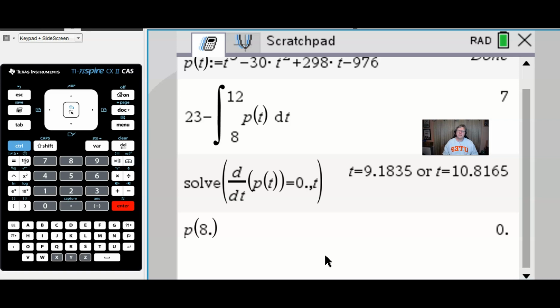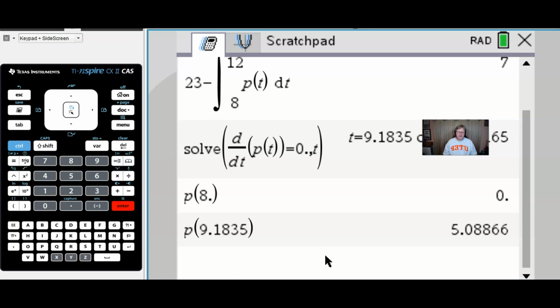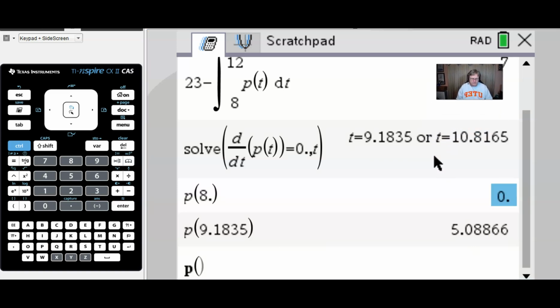Okay, so at time 8, 0 entries have been processed. It's because our volunteers just came onto the scene and they haven't really gotten around to counting things yet. But some time goes by and they're counting, and at time 9.1835, they've counted a little over 500 entries.